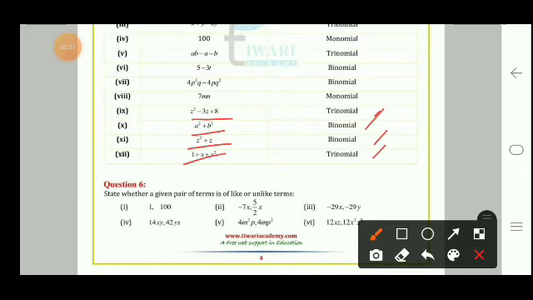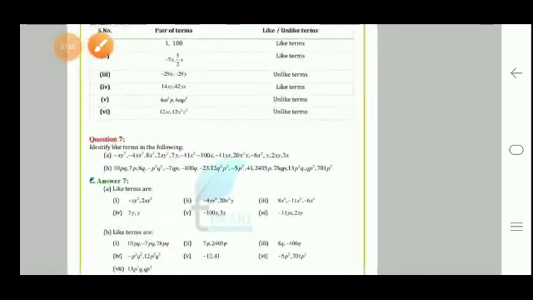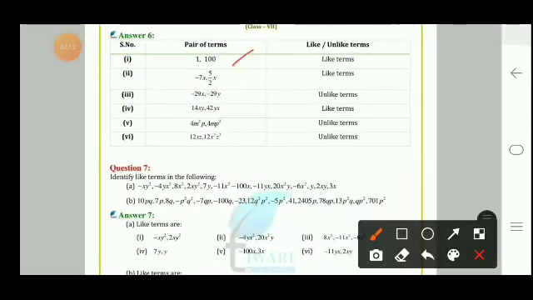So we have to do like or unlike terms. Looking at this question, 1 and 100 are like terms. Minus 7x and 5.2x are like terms. Minus 29x and minus 29y are unlike terms because they have different variables, or different factors. 14xy and 42yx are like terms because whether we write xy or yx, it means the same. Then we have 4m square p and 4mp square, so unlike terms. Then 12xz and 12x square z square, so unlike terms.